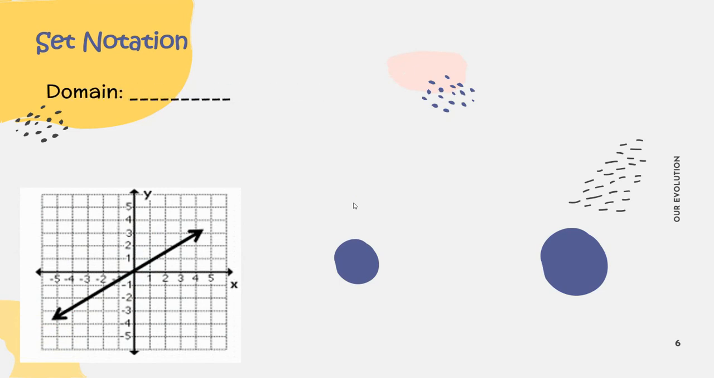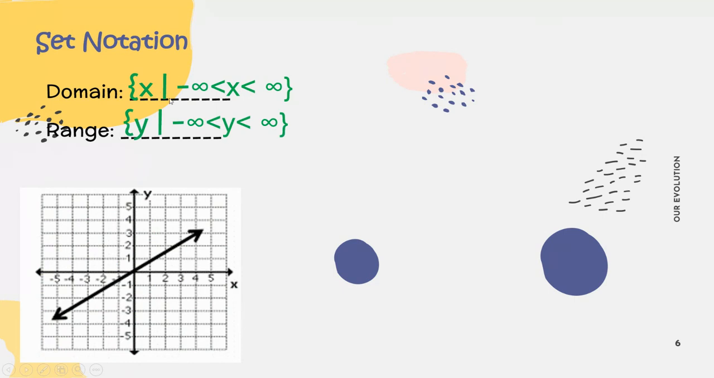Our domain, this is how we're going to write it. It's going to be x. We're going to have an open bracket, x, this little line just to break it up, negative infinity is less than x, less than positive infinity. And then our range is going to be the same exact thing. y: negative infinity less than y, less than positive infinity.